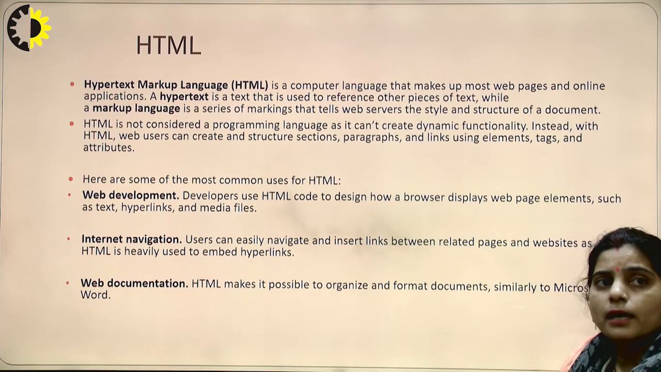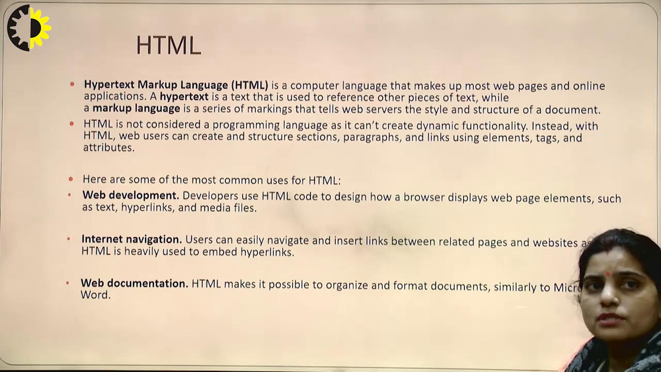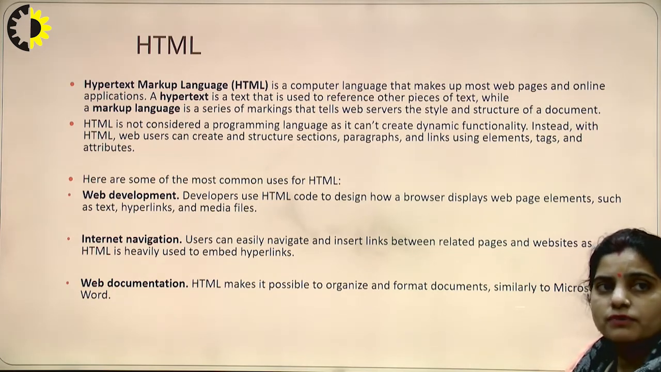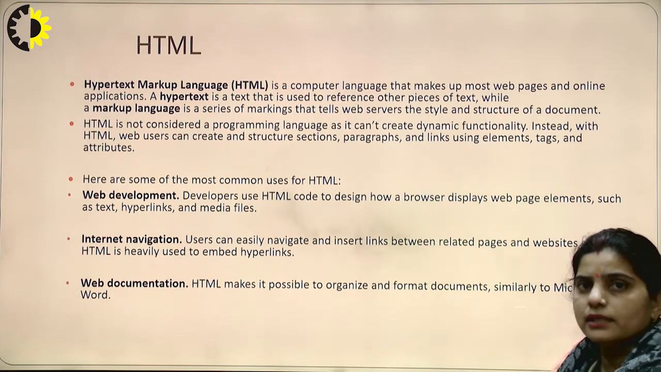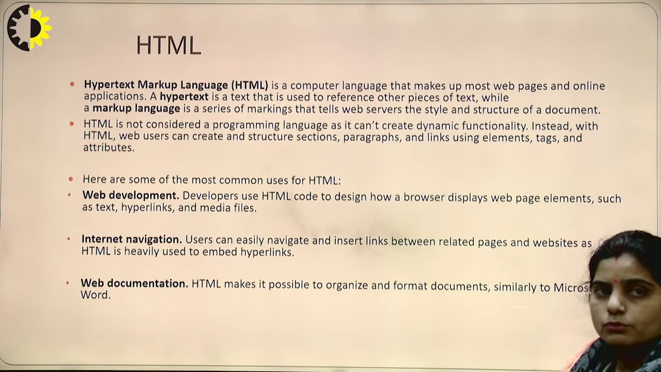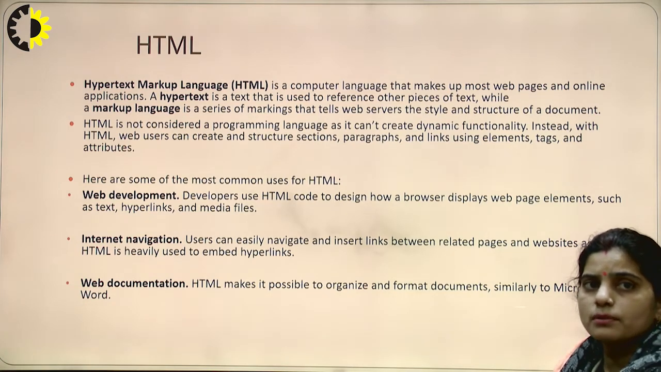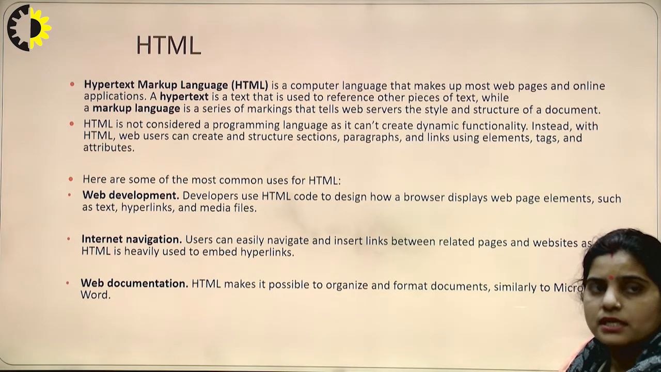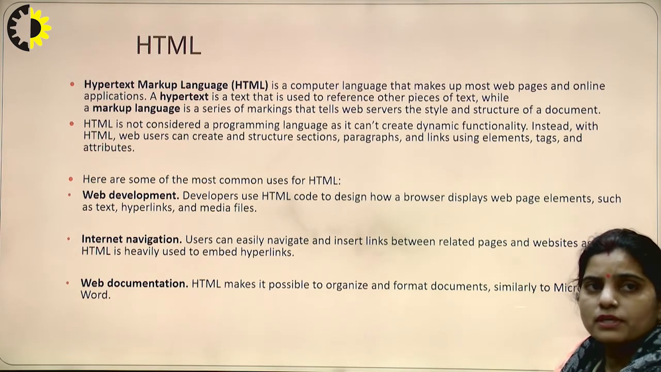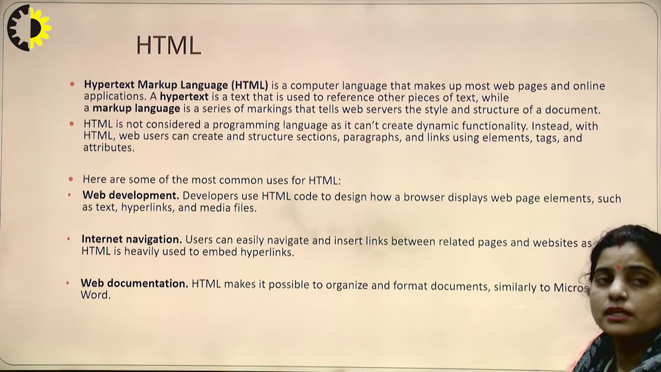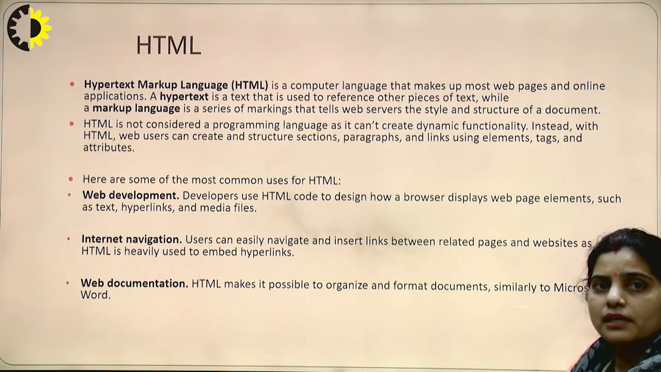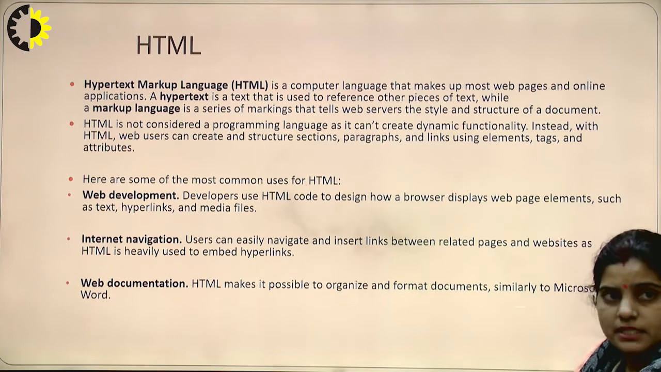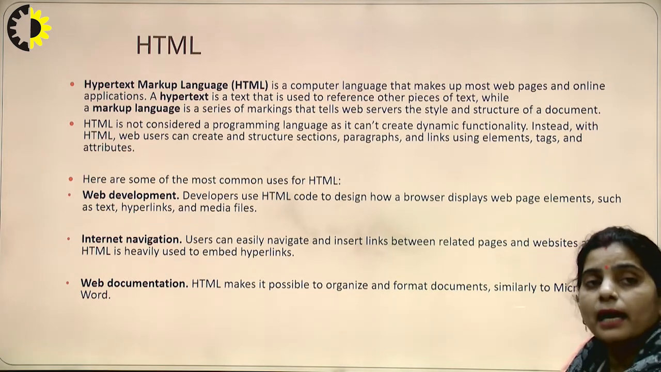Here, I am going to tell you about the most common uses of HTML. First one is web development. Basically, developers use HTML code to design web pages. Designing includes how the browser displays the web page elements, such as text, hyperlinks and media files. Next use of HTML is internet navigation, in which users can easily navigate and insert links between related pages and websites. Basically, it is heavily used to embed hyperlinks also.